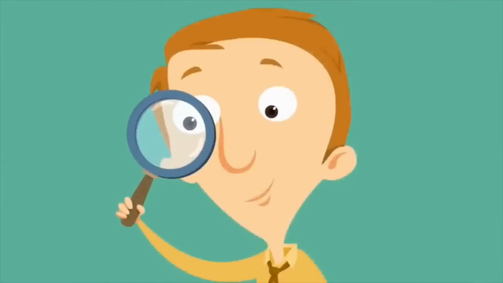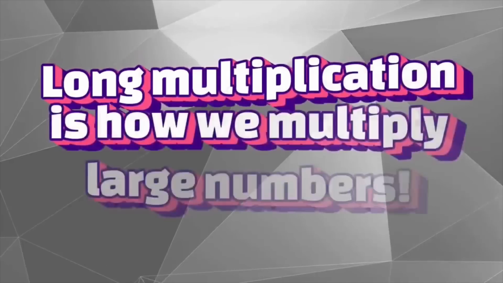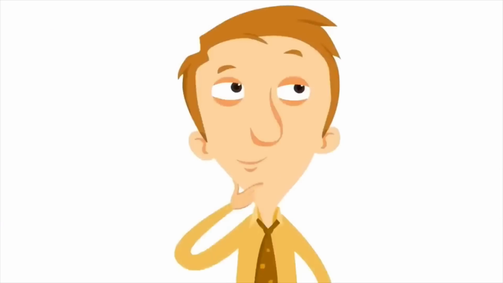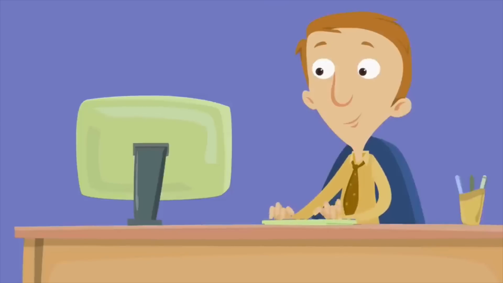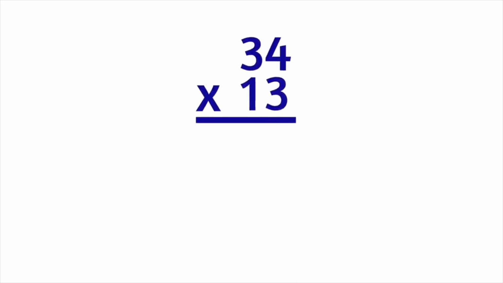You've done an incredible job learning about long multiplication. Long multiplication is how we multiply large numbers. Let's do one more example, going through it one step at a time, except with this last one, we will use regrouping, okay? The last one we'll do is 34 times 13. We write the 34 on top and 13 right below it, lining it up by place value. And we are ready to go.